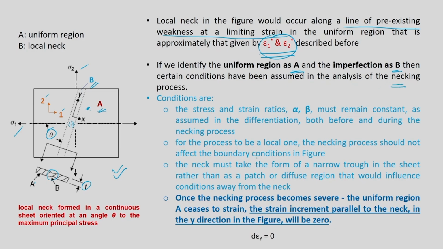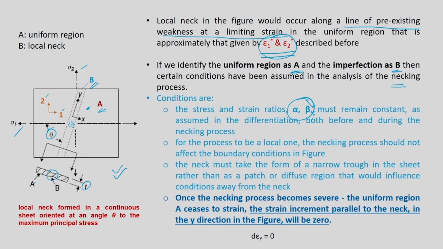What are the conditions? I have noted here. The stress and strain ratios we call alpha and beta must remain constant as assumed in the differentiation before, and during the necking process. Basically alpha and beta should remain constant throughout the course of deformation, even during necking also, which is not actually true, but let us say it is like this. Then the process is a localized one. The necking process is going to be there in a particular very small location, and the strain distribution outside the location is almost the same. Something like that you have to maintain.